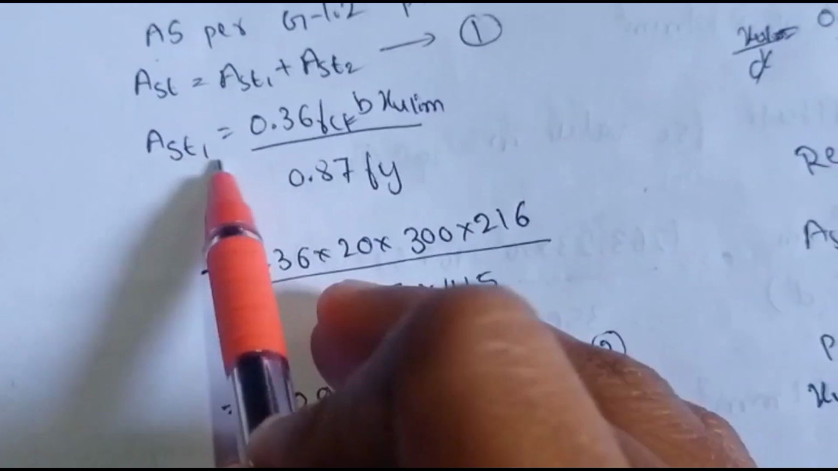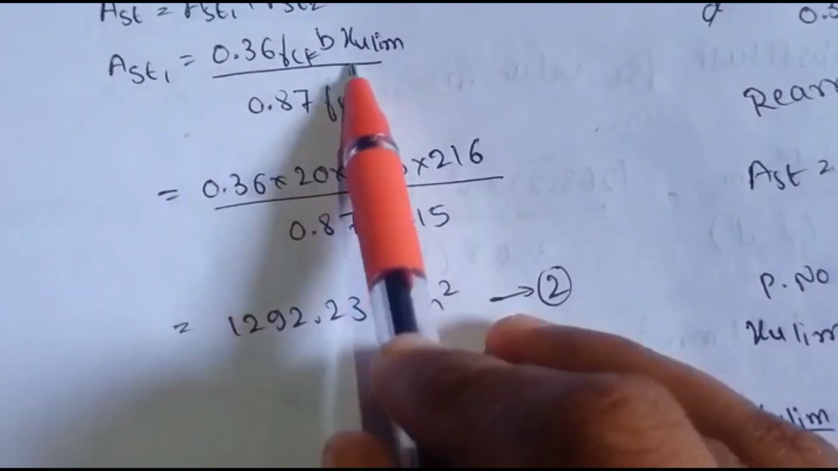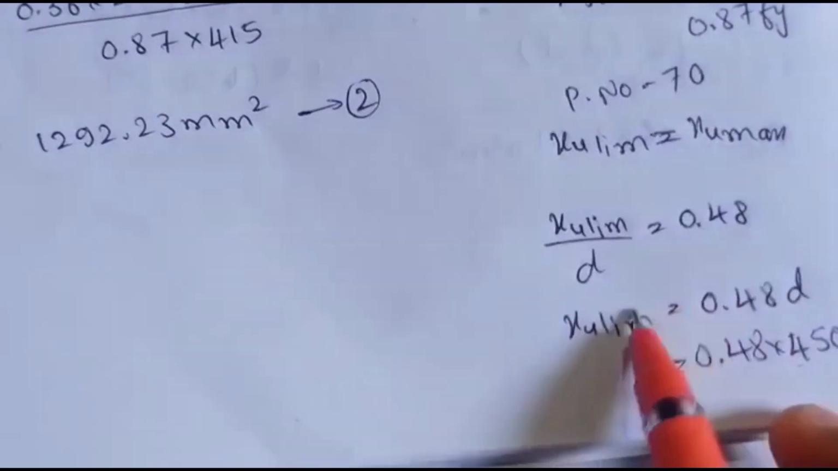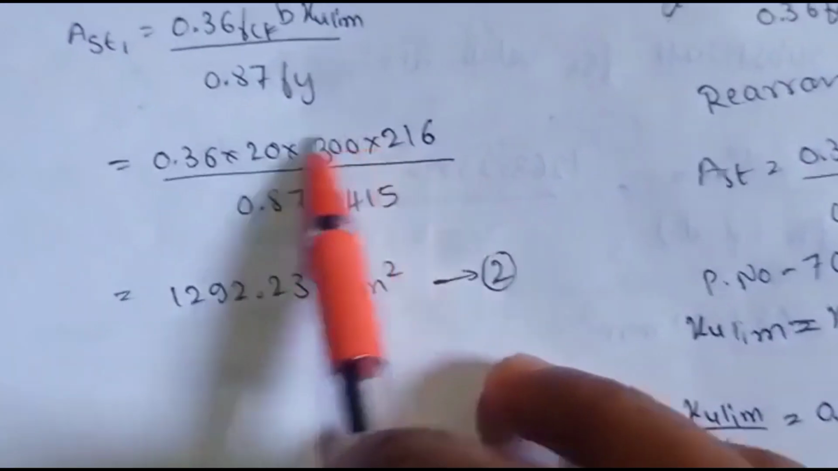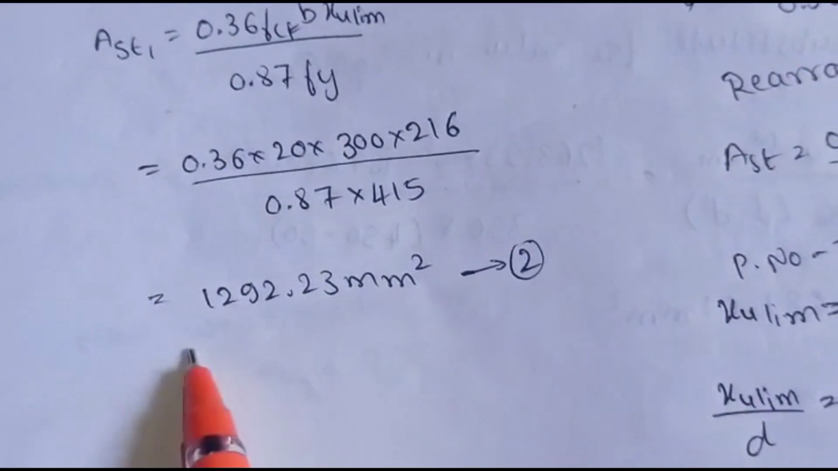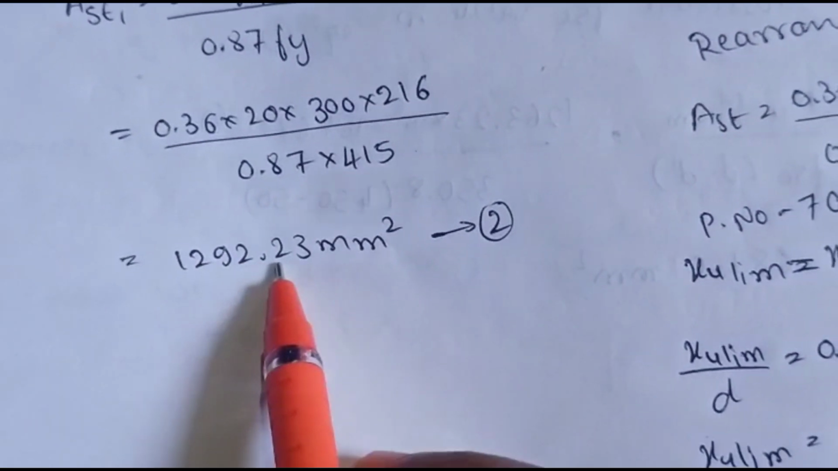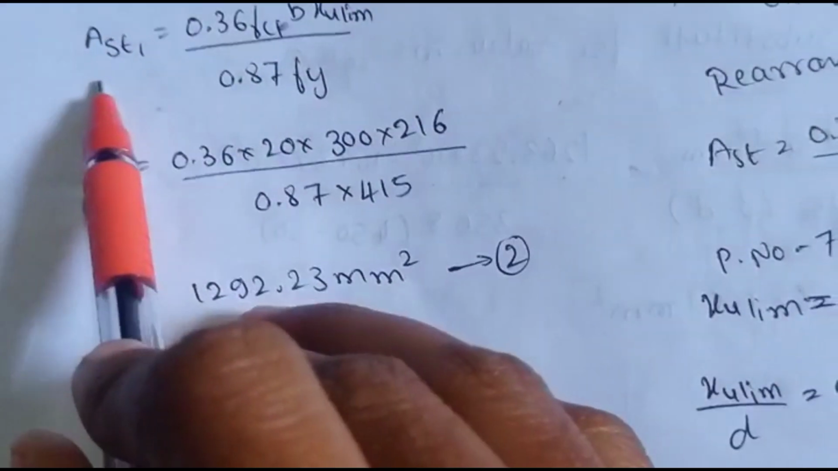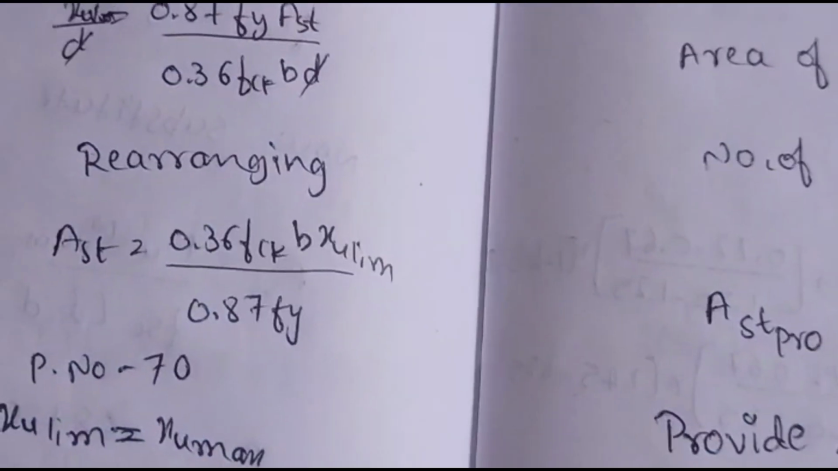So AST1. Substitute all the values. Our XU limit value, which we have calculated just now, is 216. Simplify this. We will get our AST1 is equal to 1292.23 mm square as AST1. So call it equation number 2. So now we will go for AST2.